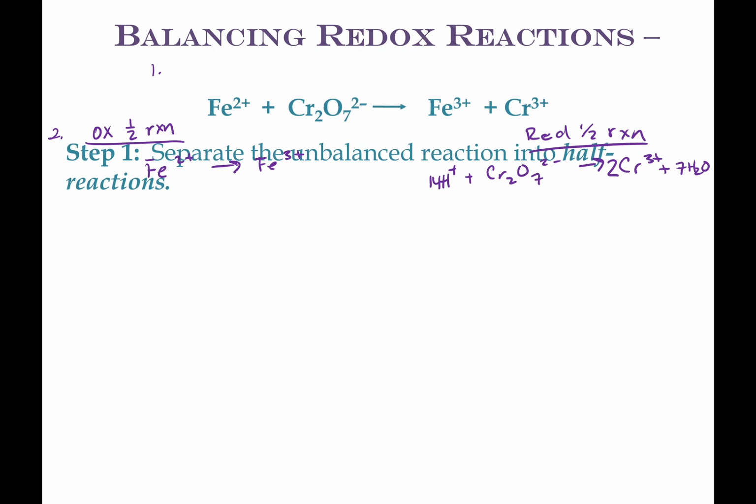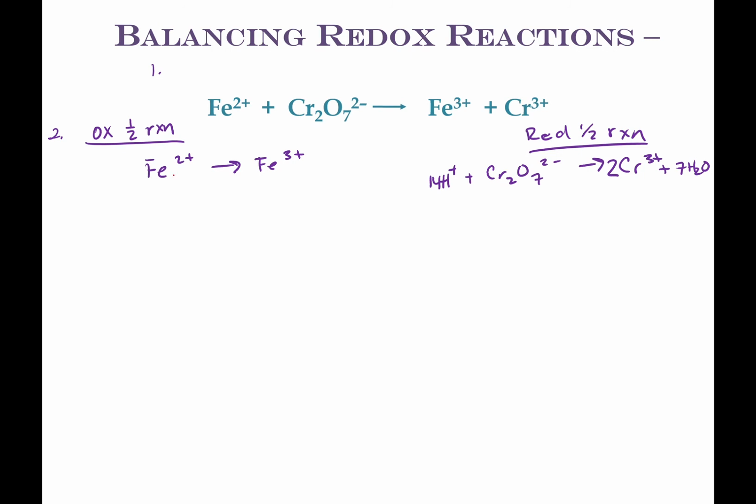So now we are on step 5. Balance each half reaction for charge by adding electrons to the side with the greater positive charge. So let's look at charges. Charges can be difficult. So over here we have +2, over here we have +3. In order to make the charges equal, we have to go down. So go to the side with the higher charge and we add electrons to that side. So this will be +1.